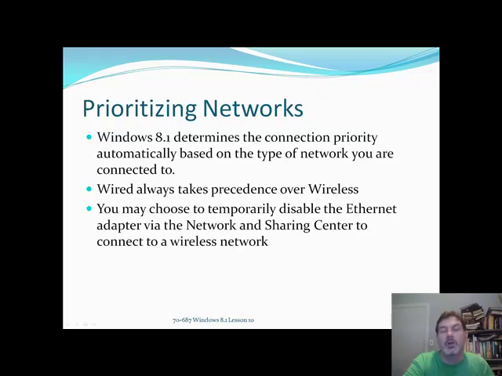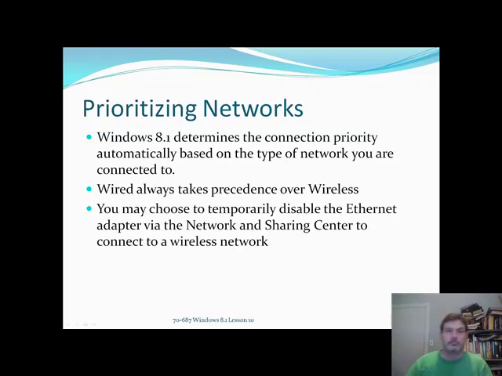So there are two things you could do. You could unplug the Ethernet cable out of the back of your laptop. That will certainly make it default to the wireless network. Or I can go in and temporarily disable the Ethernet adapter via the Network and Sharing Center in order to connect to that wireless network. Of course, if I do that, then I have to remember to re-enable that network adapter after I'm done and I want to reconnect to the wired network.